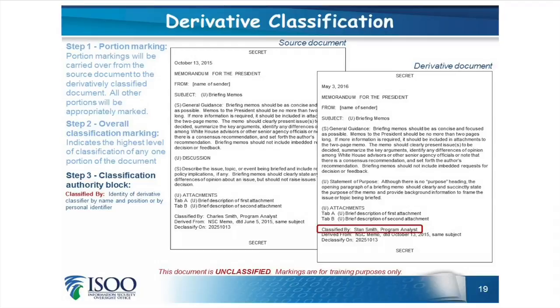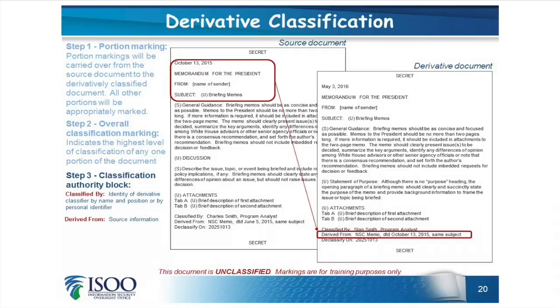The classified by line will identify the person who created the document by name and position or personal identifier. If it is not readily apparent in the document, the agency should also be identified on this line. The derive from line in the derivative document shows where the information came from. The source document must be identified with enough information that it can be located if necessary. If you were using a security classification guide as your source document, you would identify the title of the guide, the office or organization it belongs to, and the specific location of the information in the guide. For example, Chapter 3, Item Number 7. Be as specific as you can to make it easier for someone to go back to the source document if they need to review it.